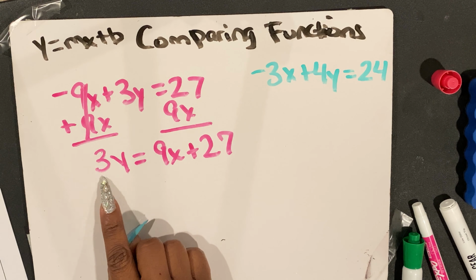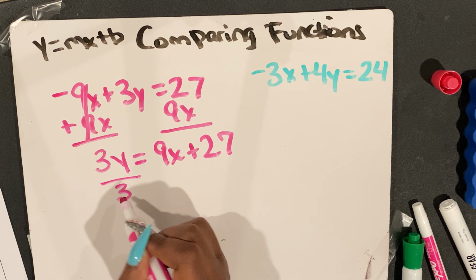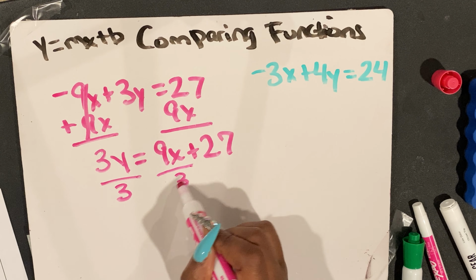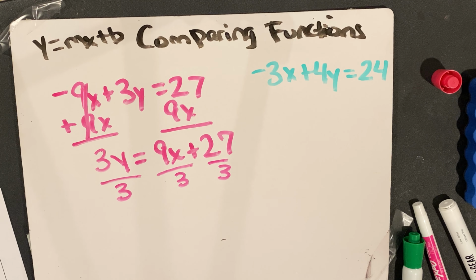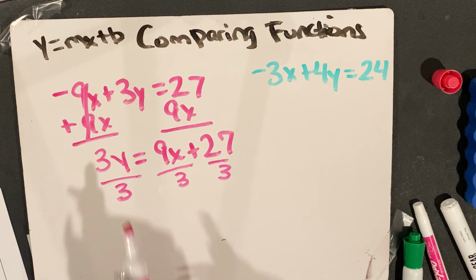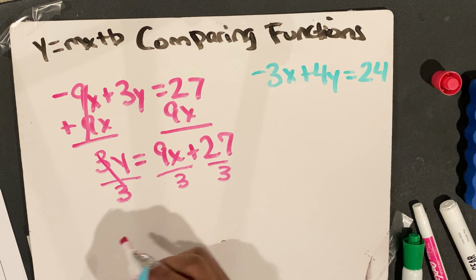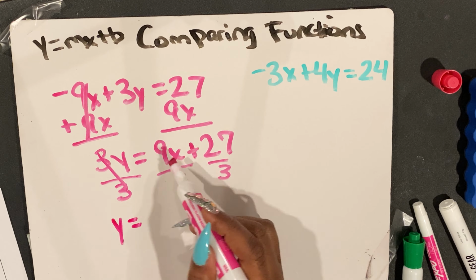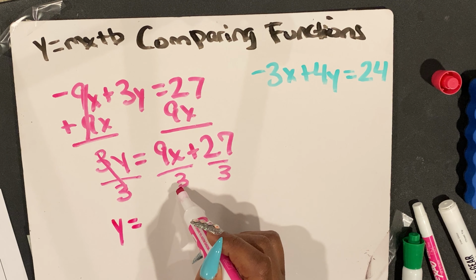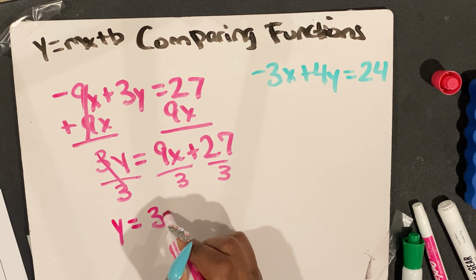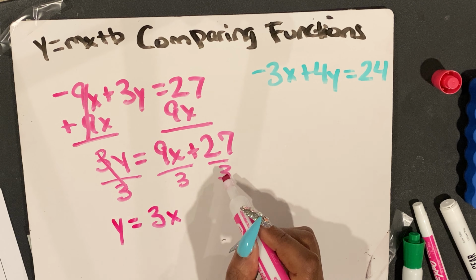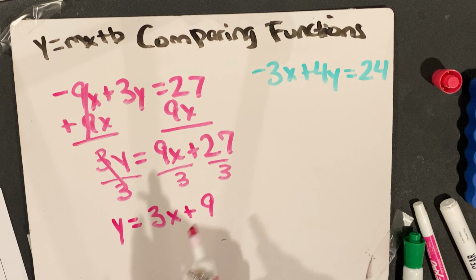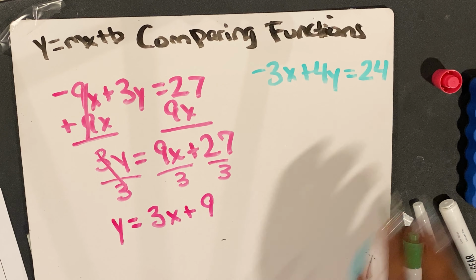So the inverse of this is a division. And what I do to this side of my equal sign, I have to do to the other side, to everything on the other side. 3 divided by 3 is just 1. So I would have 1y, or just y. 9 divided by 3 is 3, and I keep my x. 27 divided by 3 is a positive 9 because I don't have any negatives. So this is the equation I have for my first one.